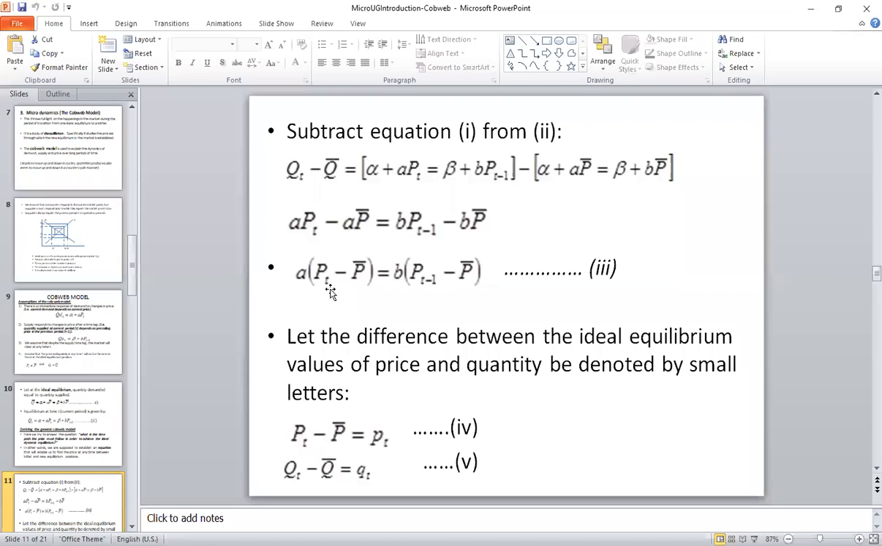Now people are going to ask me why, but we are saying that we are trying to make an assumption. So here we have a capital PT and a capital P bar. Now this whole difference will be represented by a small pt. So when you see a small pt, like here I say PT minus P bar is equal to a small pt. Likewise, QT minus Q bar is equal to a small qt. Remember here we have a QT and Q bar, so that is represented by small qt.